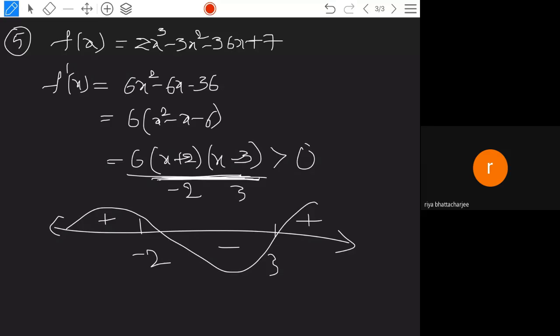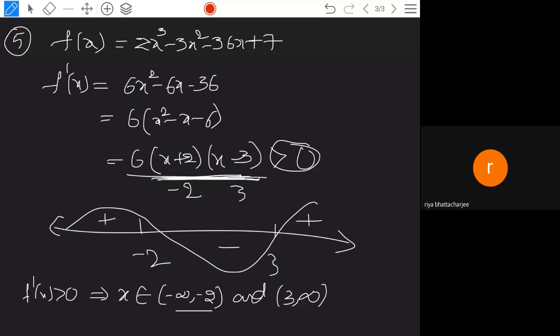So you can directly say that f dash of x is greater than 0 implies x belongs to, in which interval? Minus infinity to minus 2 and 3 to infinity. In these two intervals it is greater than 0. So therefore you can write here that f of x is increasing in these two intervals, and in this interval it is decreasing as f dash of x is less than 0.